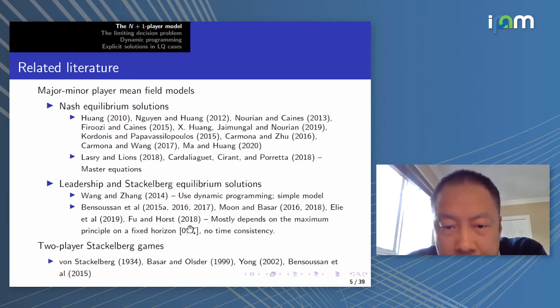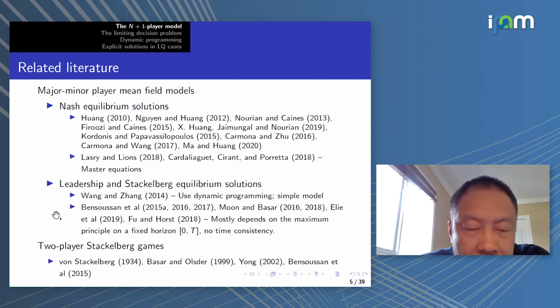when you play this game, in the middle, it is possible you come up with a plan which is different from the one solved at the beginning at time 0. So that's the time consistency issue. So for this work, our objective is to introduce a different approach, so that we can overcome this trouble, this time inconsistency.